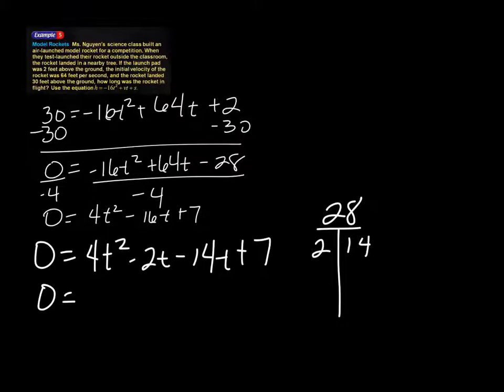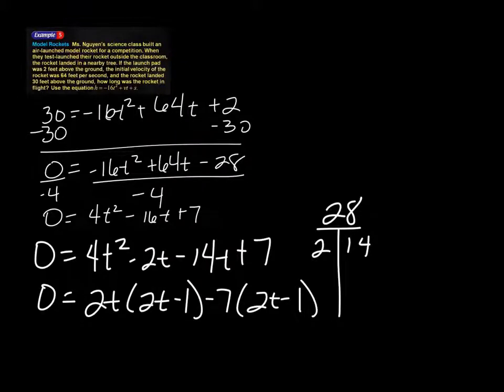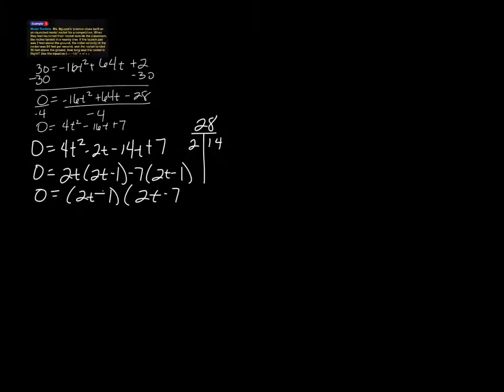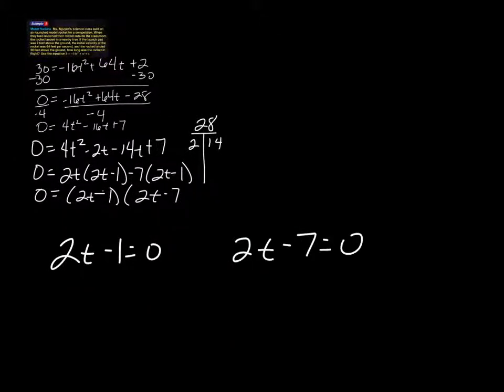Greatest common factor of the first two terms is 2t, so I have 2t minus 1 left. So I want to take out a greatest common factor of negative 7, because negative divided by negative is positive 2t, positive divided by negative is negative 1, and that's what I wanted. So I'm going to have 0 equals 2t minus 1 times 2t minus 7. So using our friend the zero product property, either 2t minus 1 equals 0 or 2t minus 7 equals 0. Add 1 to both sides, so I have 2t equals 1, divide by 2, t equals 1/2.